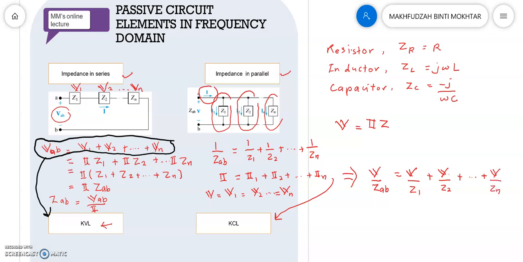So all of these are showing us how the impedance in series and impedance in parallel can be used when we want to solve our circuit analysis related to the steady state analysis.